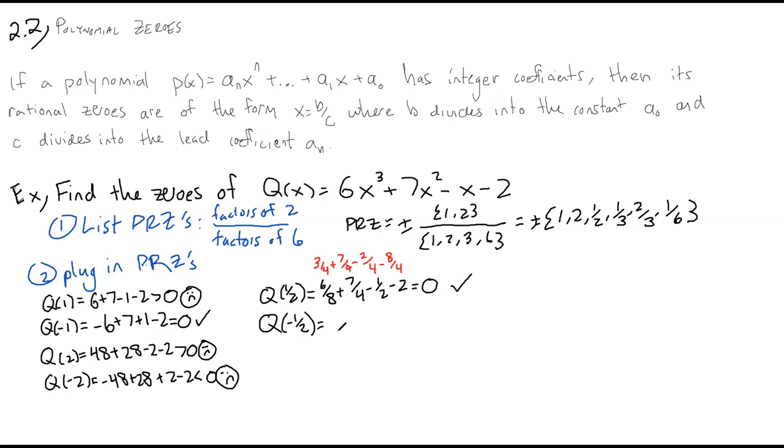Q of -1/2 will be -6/8 plus 7/4 plus 1/2 minus 2. And that looks to be, that could be close. Maybe I'll double check my work here. So -3/4 plus 7/4 plus 2/4 minus 8/4. And yeah, that's not quite going to be it. I think that's -1/2 or -2/4. So that's no good. I'll just say it's not 0.